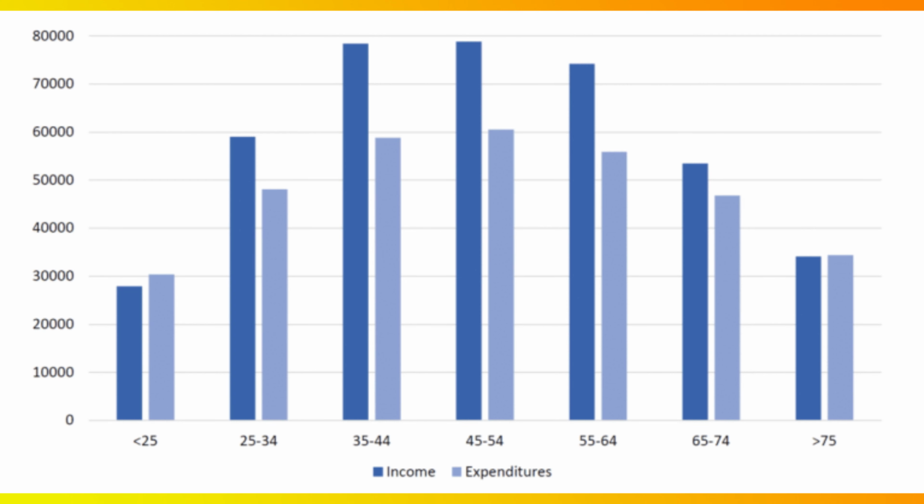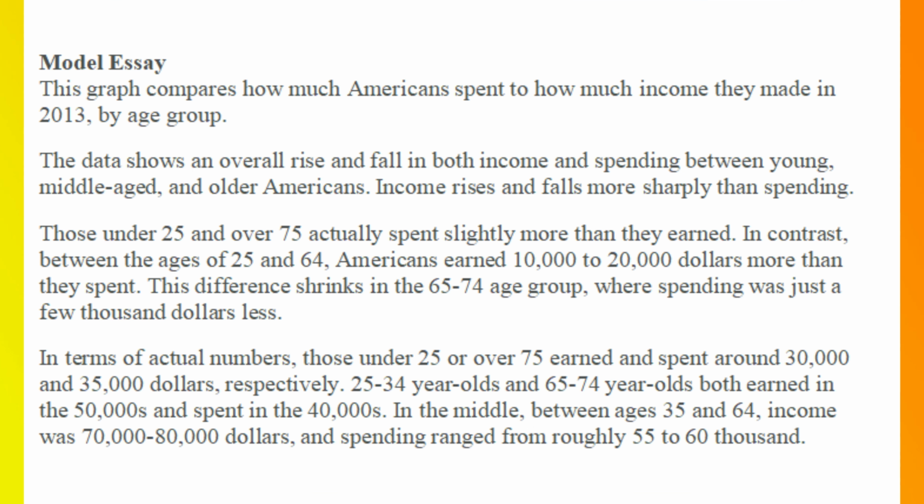Model IELTS Academic Writing Task 1. Prompt, bar chart. The chart below gives information about the ratio of income to spending, in dollars, by Americans by age range in 2013. Summarize the information by selecting and reporting the main features, and making comparisons where relevant. Model essay.